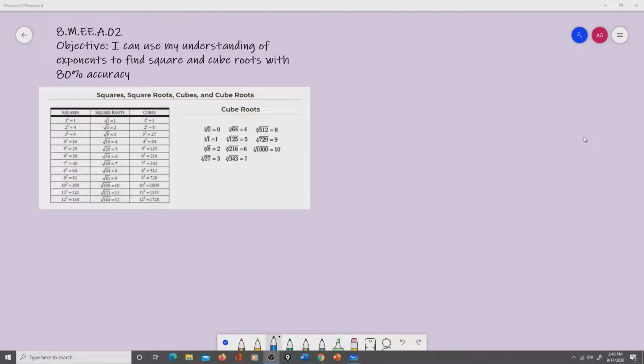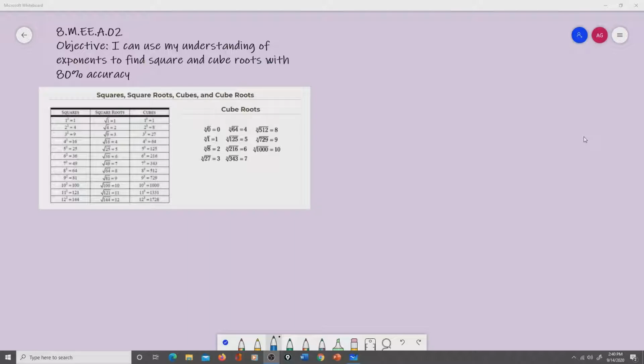Today we're going to be talking about square roots and cube roots, how to find them, what they mean, and all that jazz. So our objective today is I can use my understanding of exponents to find square and cube roots with 80% accuracy. So we always want that 80% accuracy piece in there because we want to be trying to get 4 out of 5 on the weekly formative.